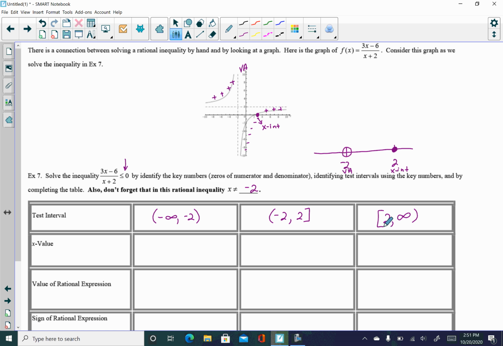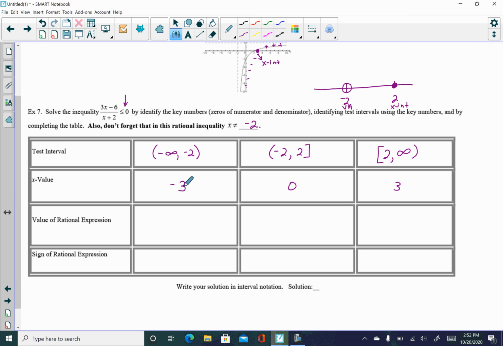Choose values in each of these intervals. So I'm going to choose negative 3, 0, and positive 3. I am going to now plug these test values into my inequality. So I have 3, my rational function inequality, times negative 3 minus 6 over negative 3 plus 2. So that gives me negative 9 minus 6 over negative 1, negative 15 over negative 1, so that lands me at a positive 15. And technically, once you've established that it's positive, you don't really even care what the number is. You just want to know if it's positive or negative. So I can come up here and say, okay, now I know that that portion is positive.